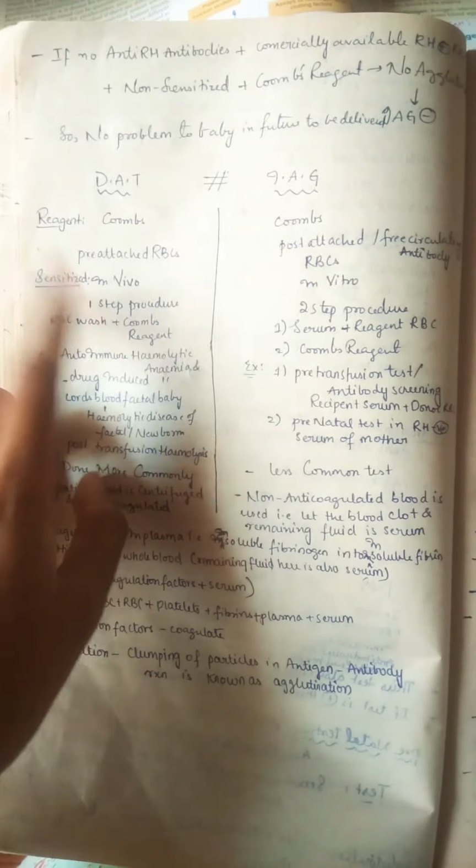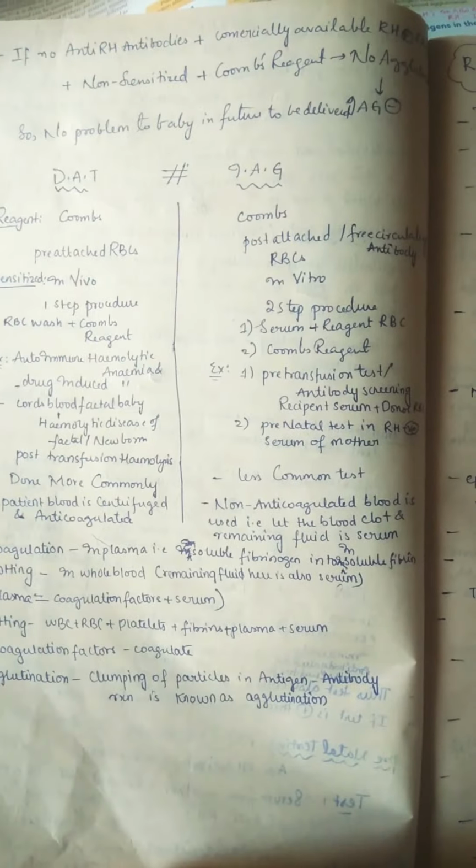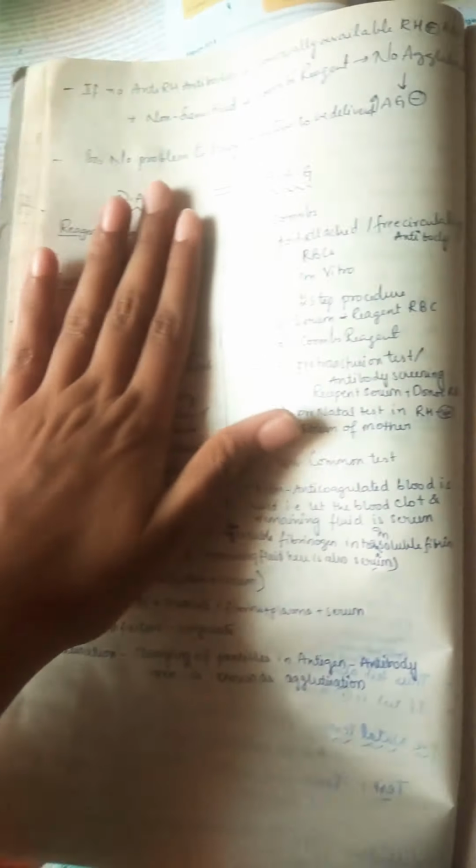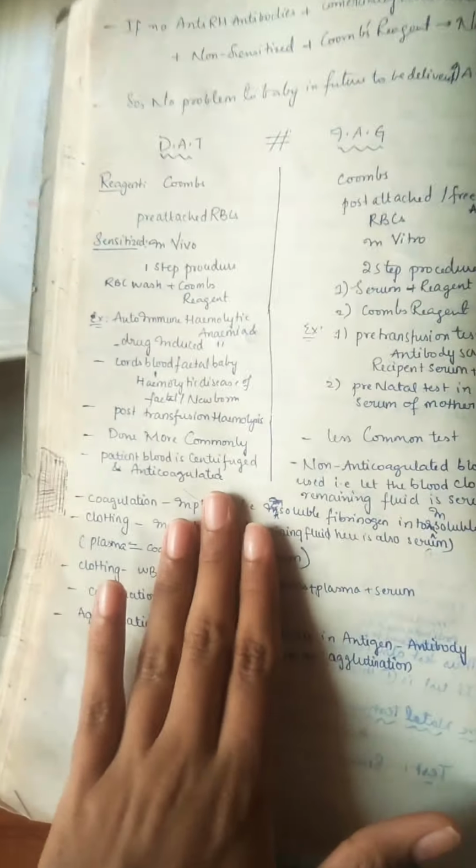And this is the most common one, because direct is very easy and convenient, and indirect is less common test. Also we do this, but less common. This is the most common one. And the patient blood is centrifuged and anticoagulated. So remember that in the case of direct Coombs test, it is anticoagulated.